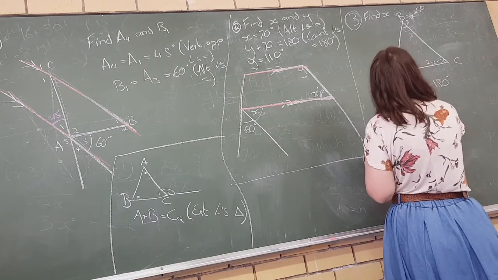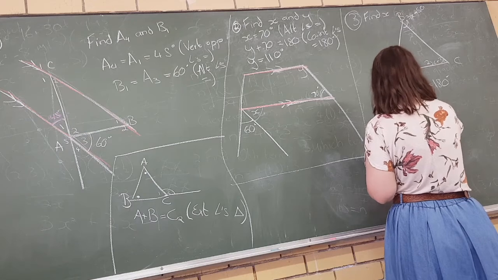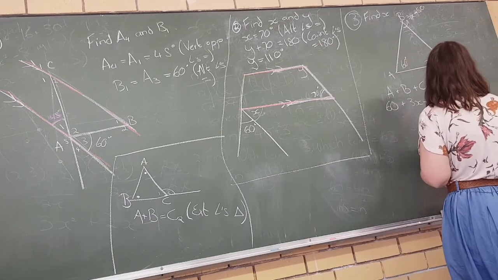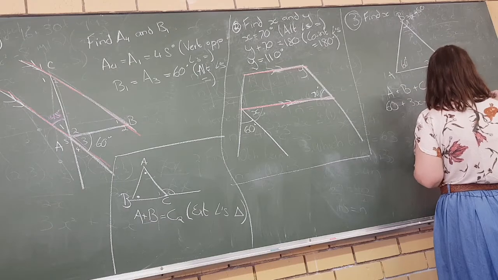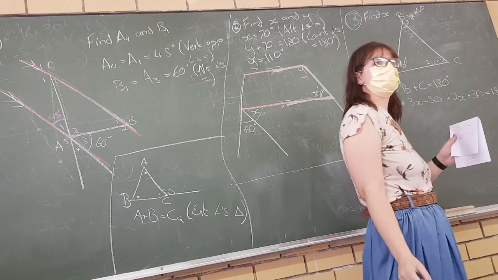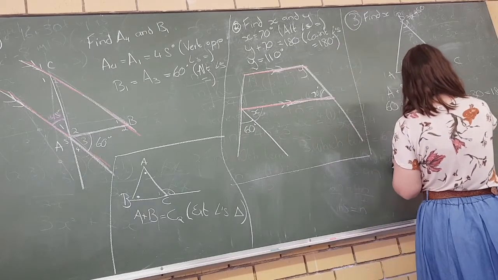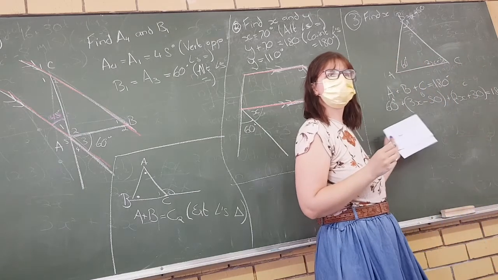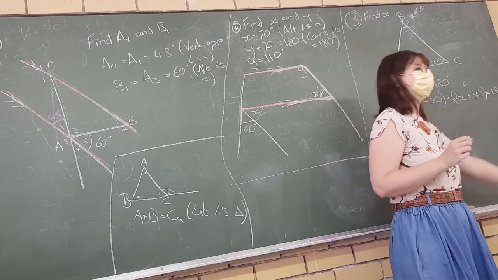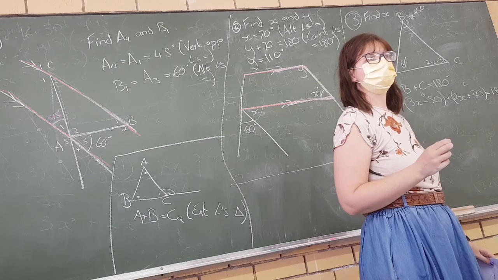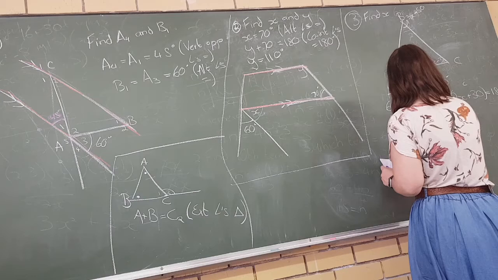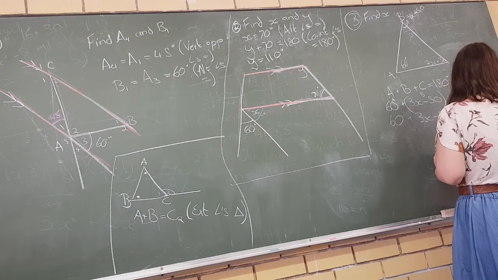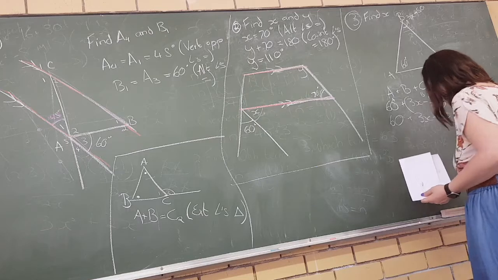So now I've got A, which is 60, plus 3x minus 50, plus 2x plus 30 equals 180 degrees. You see how I did that? This was B, this was A, this was C. I just put them together and said they add up to 180. So now I say 60 plus 3x minus 50 plus 2x plus 30 equals 180. Now I do the normal thing I do with algebra.